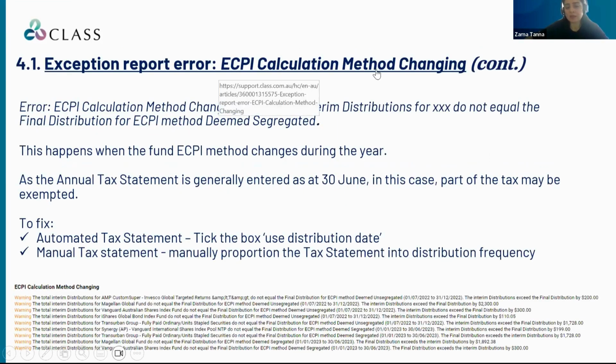And for the ECPI calculation method especially, we have a knowledge base guide. If you have processed tax statements manually, that means you need to manually apportion the tax statement and process it separately as per your distribution dates. So especially in these scenarios, it's best recommended to use the tax statement console when you're processing the tax statement, so that the easy fix is to tick the use distribution date box.